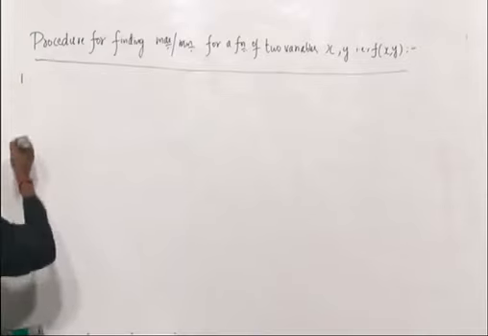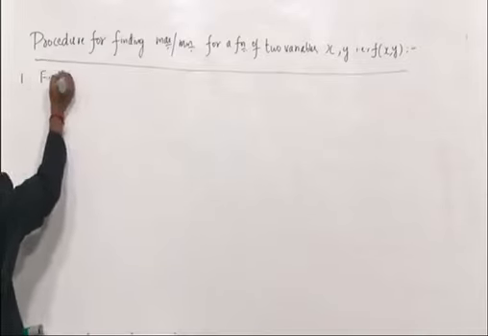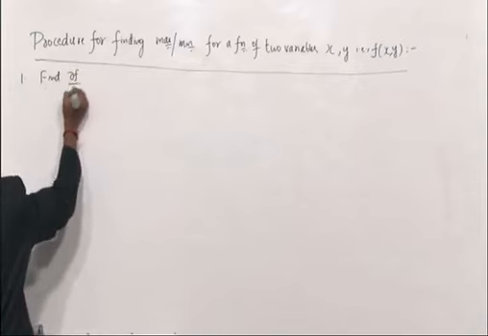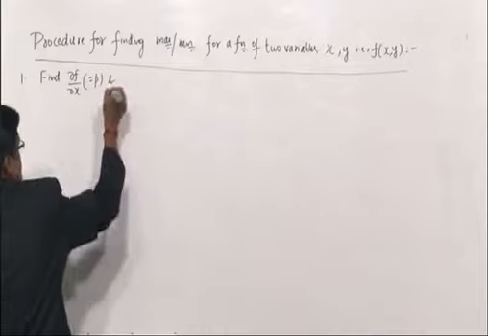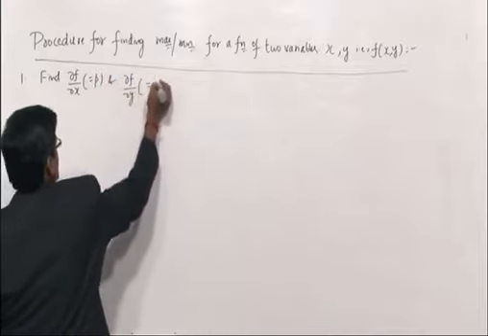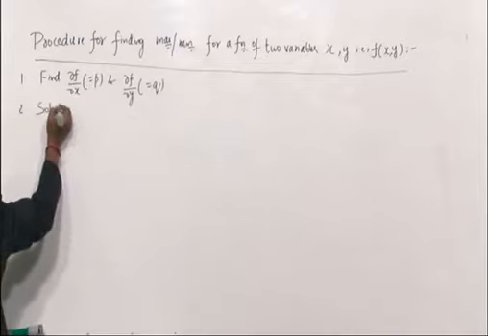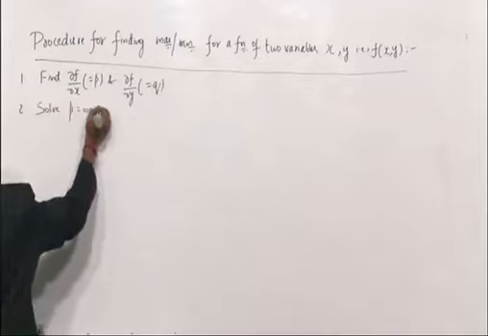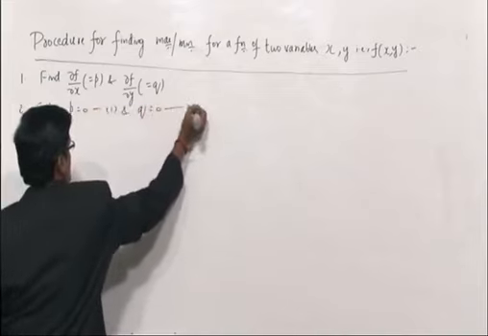Step 1. Find del f by del x, which is also denoted by small p, which I have given yesterday, that notation. Del f by del y, which is also denoted by q. Step 2. Solve p is equal to 0, say equation 1, and q is equal to 0, say equation 2.